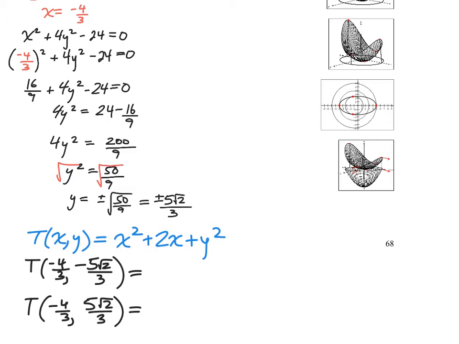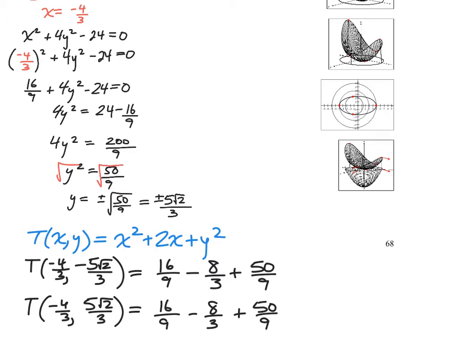All right, so the computation is just a matter of squaring some things, moving some things around. So we're talking 16 over 9 minus 8/3 plus 50 over 9. Right, and it looks like we're gonna get the exact same thing for the other one because the y value is squared, so it doesn't matter if it is positive or negative. I'm just making sure I didn't, yeah, no, it looks like it.